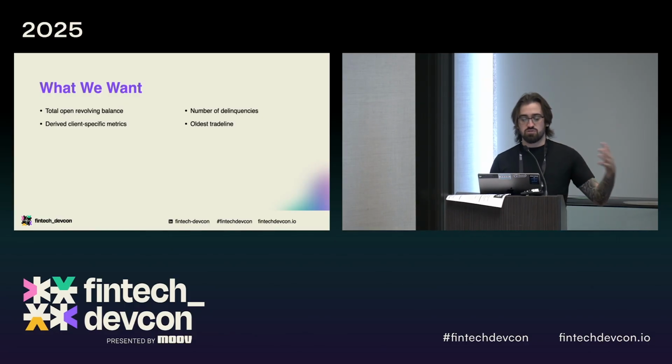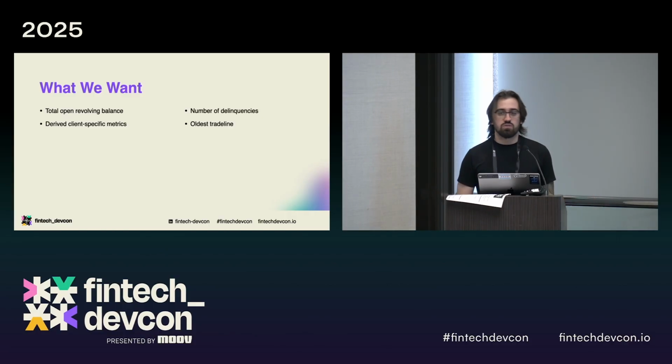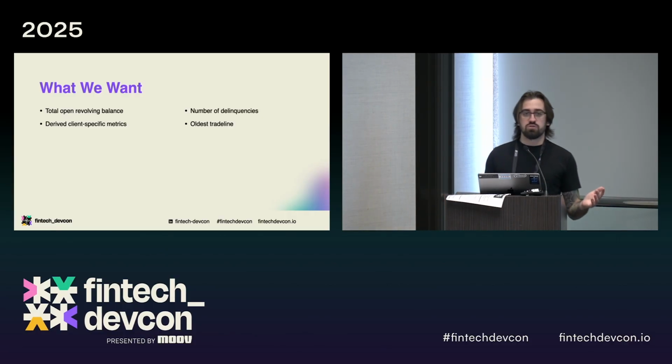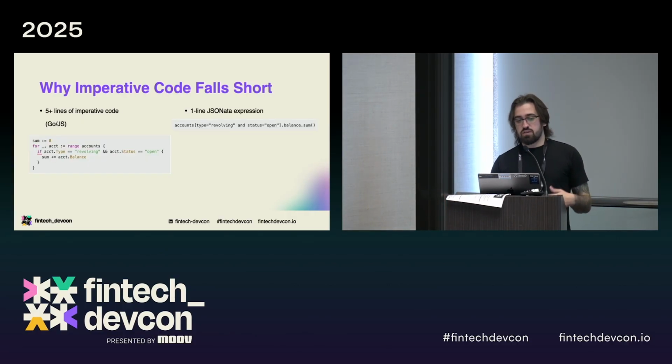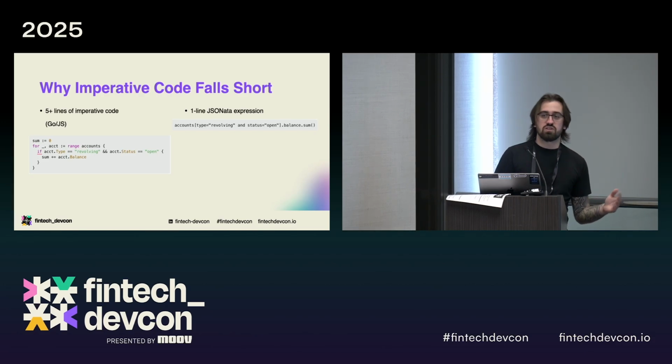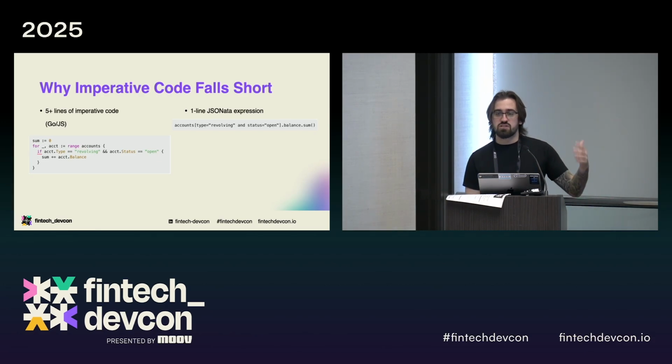This is the solution we wanted to get to, and we ended up jumping on JSONata. You may be thinking, why can't you just write this code in whatever language you prefer? We're a Go shop at Bloom. Imperative code is kind of rough when you start getting into really large JSON documents.